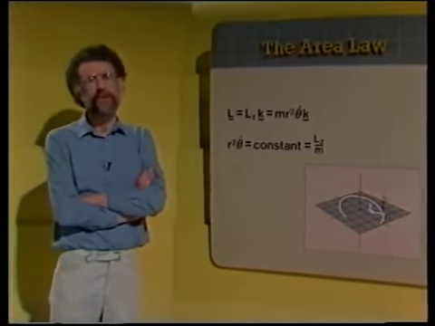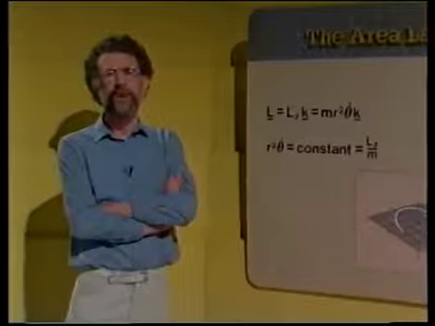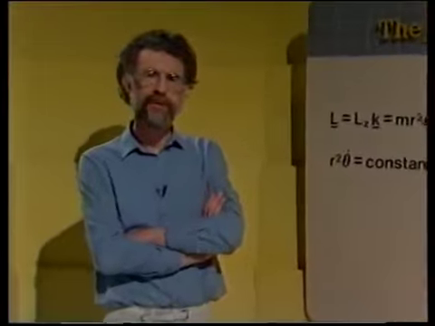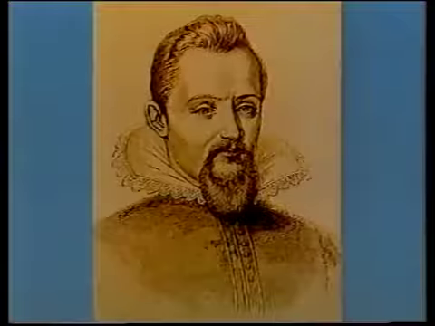One important case in which our methods apply is the motion of a planet about the sun. The gravitational attraction of the sun can be treated as a central force. Now, the fact that r squared theta dot is constant for planetary motion was discovered from observations by Johannes Kepler at the beginning of the 17th century.